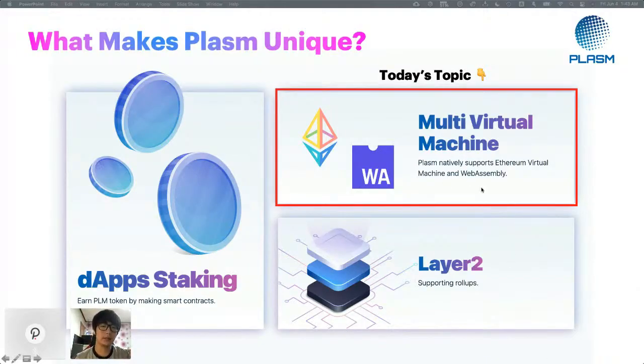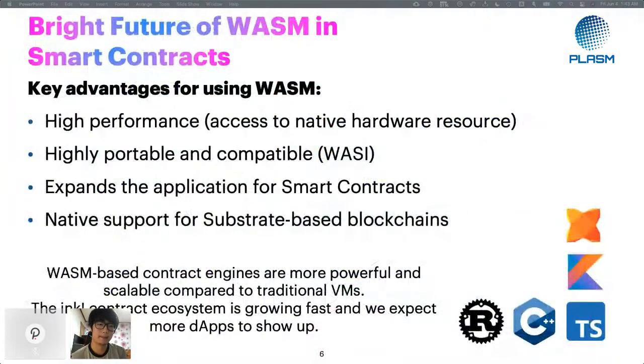The other feature is the environment of supporting multiple virtual machines or smart contract engines. Right now, Plasm Network supports the EVM provided by the Frontier library, and Ink, which is the core default smart contract engine, works with WebAssembly natively, so it's very efficient. And this is where the concept of XVM comes in, as we want to be able to make smart contracts interoperable between different engines.